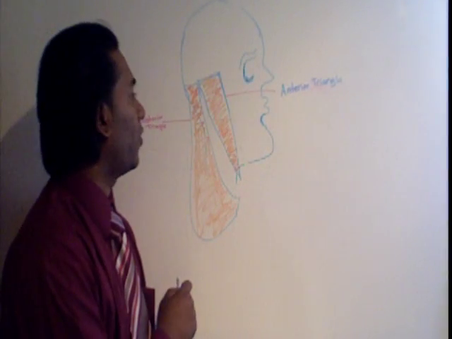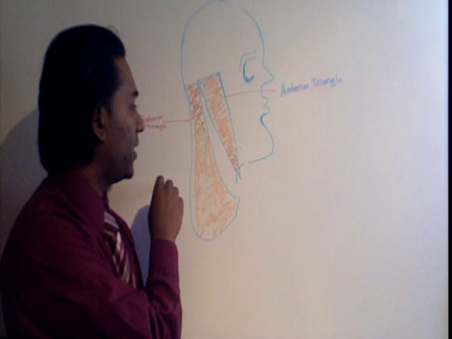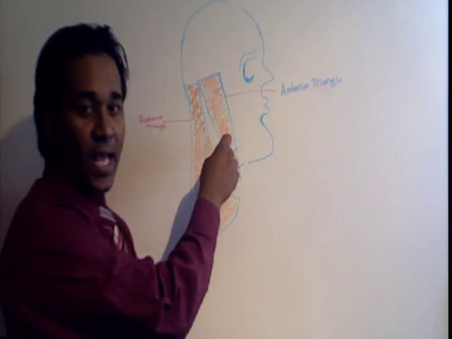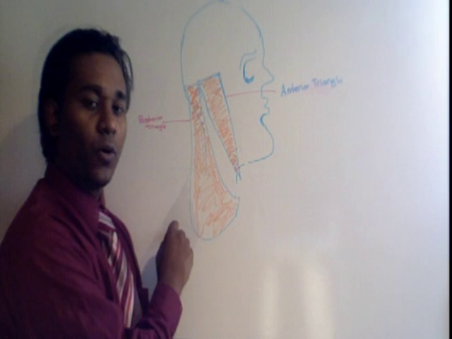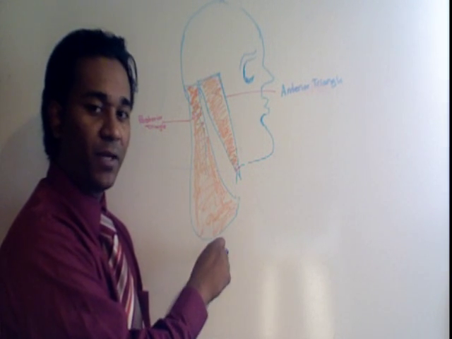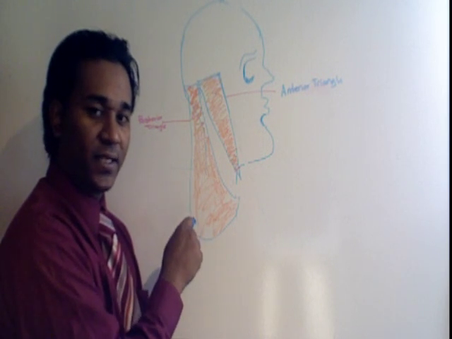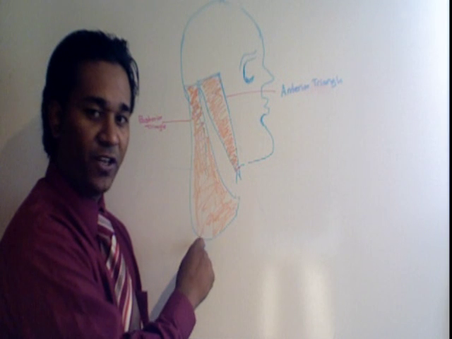As we said before, the posterior triangle is bounded by the sternocleidomastoid and the trapezius muscle. The floor of the posterior triangle is formed by the anterior scalene, the middle scalene, the posterior scalene, the splenius capitis, and the levator scapulae muscle.